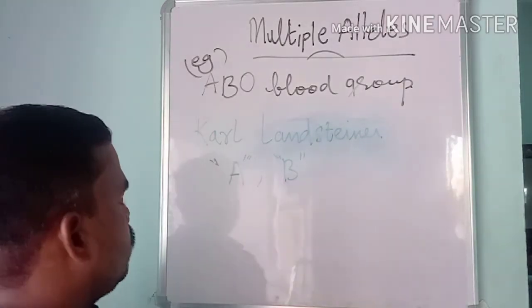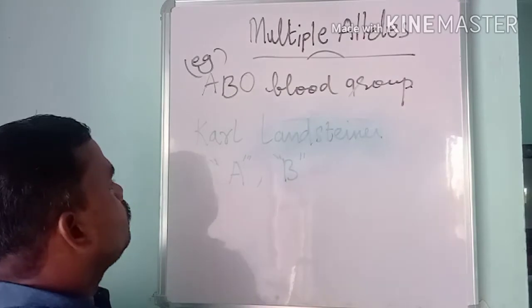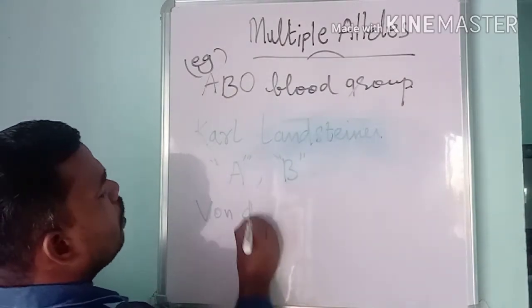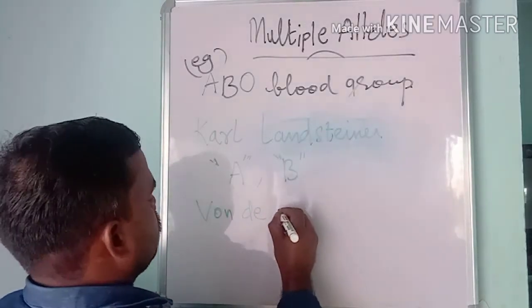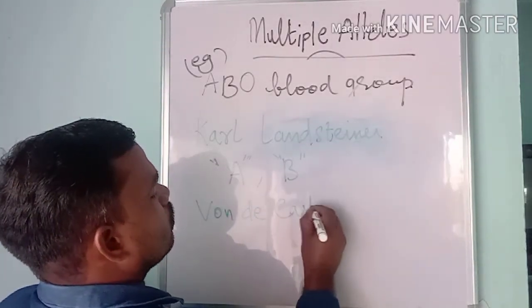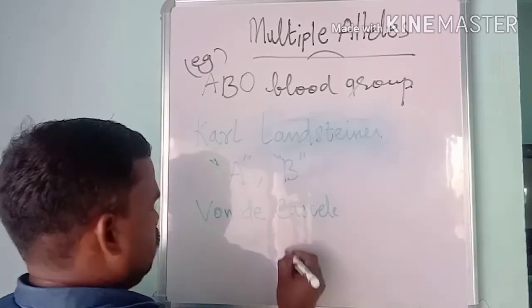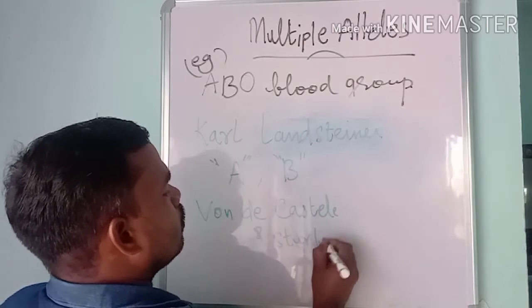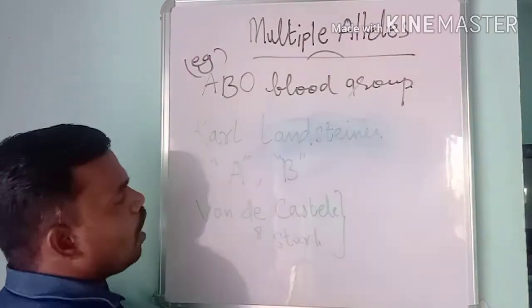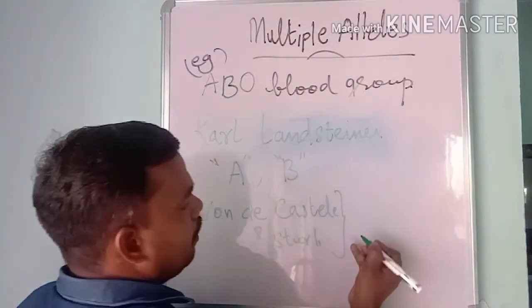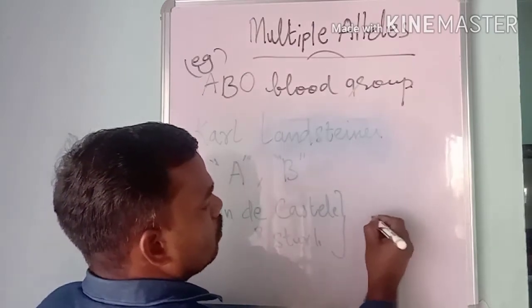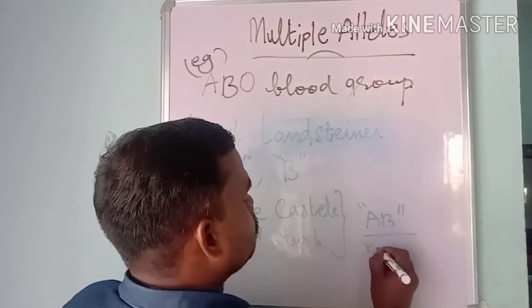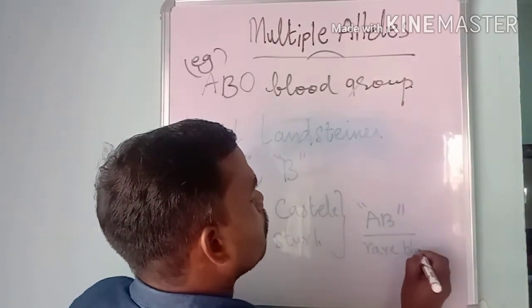Followed by him, his students Decastello and Sturli, these two students of Carl Landsteiner, identified and discovered the AB blood group, which is a rare blood group.